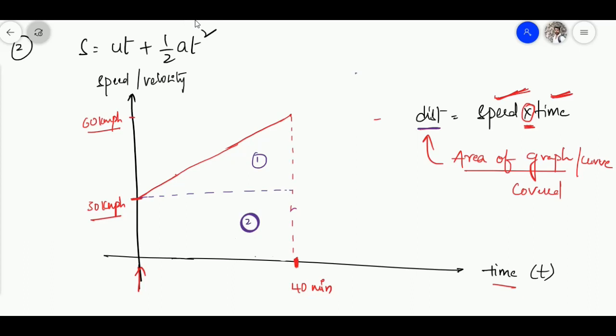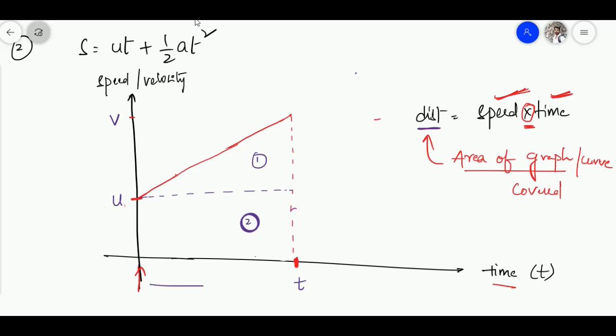Now I will change these values. I have taken these values only for your understanding. Now I will take the variables, which are very boring. V, final velocity, and I started with initial velocity u, and this 40 minutes of time I am simply taking as t. Got it?